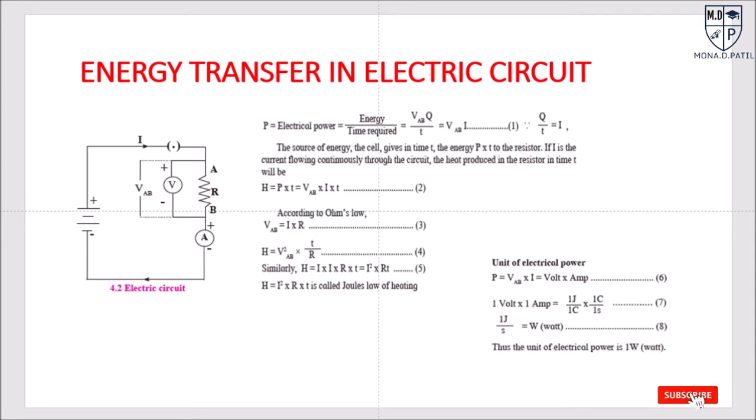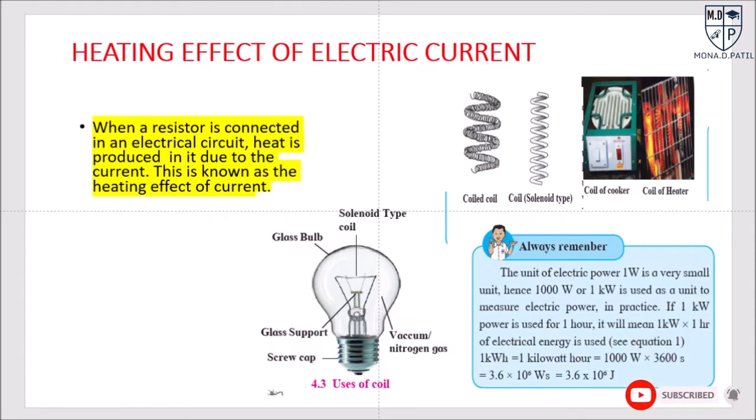Now next we are going to study the heating effect of the electric current. I will show you the resistor in the electric circuit. When a resistor is connected in an electric circuit, heat is produced in it due to the current. This is known as the heating effect of the current. Here you can see a coil: one straight wire has a coil, and again it has a coil. This is known as a coil.